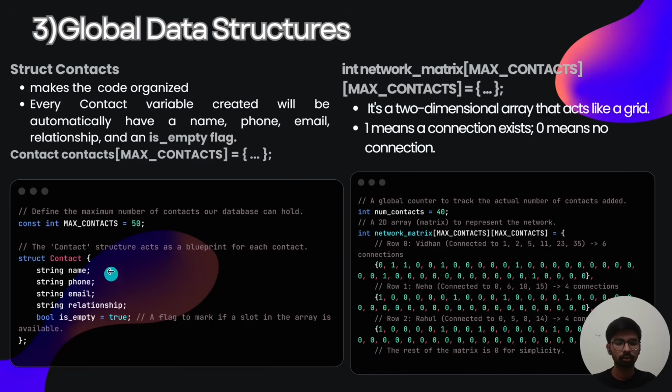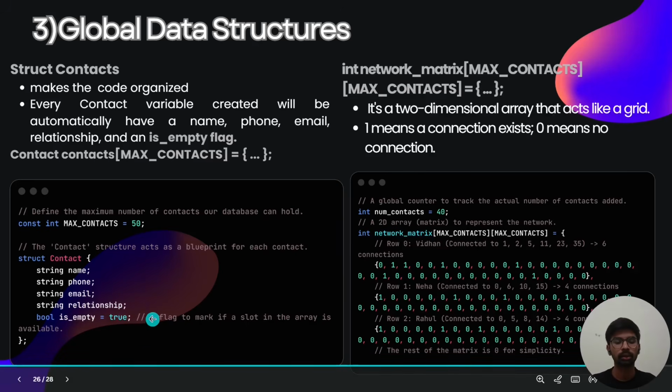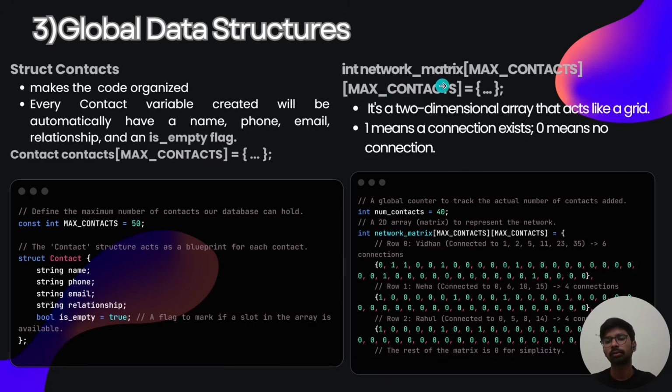You can see here the code for that contact. We have created contact using a struct. We have defined name, phone, email, relationship, and a bool is-empty flag, which is predefined as true. It also contains a network matrix, maximum contacts by maximum contacts, which is a two-dimensional array, which we used in almost every feature that acts like a grid. One means a connection exists and zero means no connection.